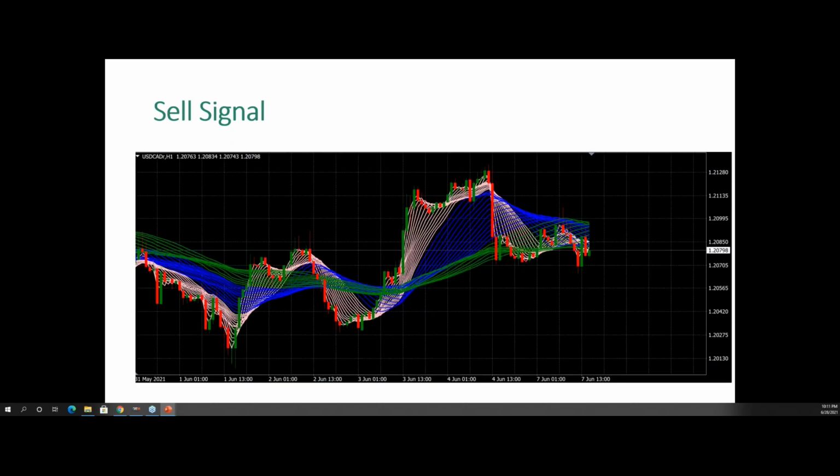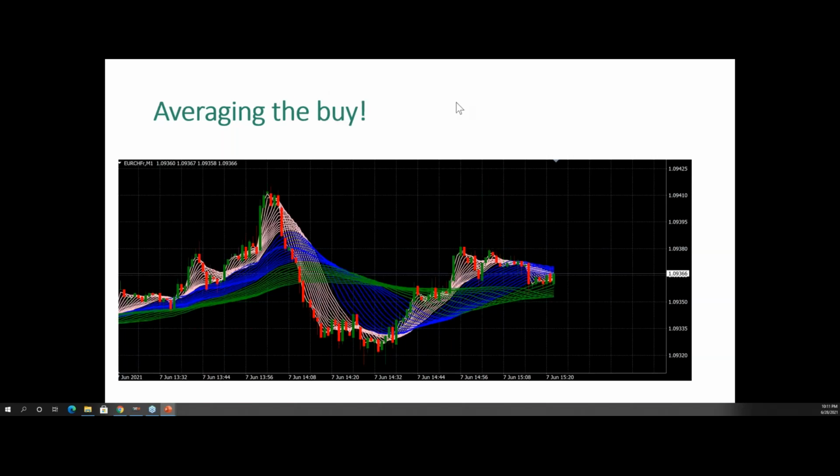Vice versa, for the selling signal, you sell when you see that the pink lines cross and become below the blue and the green lines. So this will be a sell signal. Again, when you sell and the market goes against you and the market reaches the blue or green areas, this is a good opportunity to make another sell just to average your price.